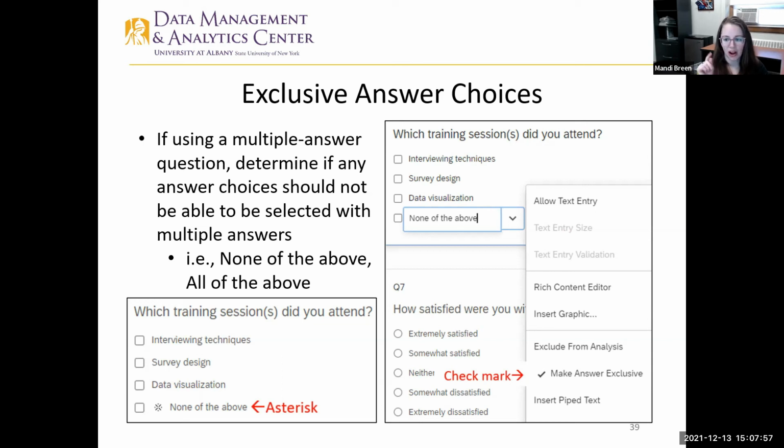The way that you go into Qualtrics to make this an exclusive answer choice is that you click on that little down caret at the end of the response option, and you scroll down to where it says make answer exclusive. You just make sure that that's checked, and then you'll get that strange little asterisk you see in the left-hand side example there. That denotes that you can only click that one, and you can't click it with any other combinations.